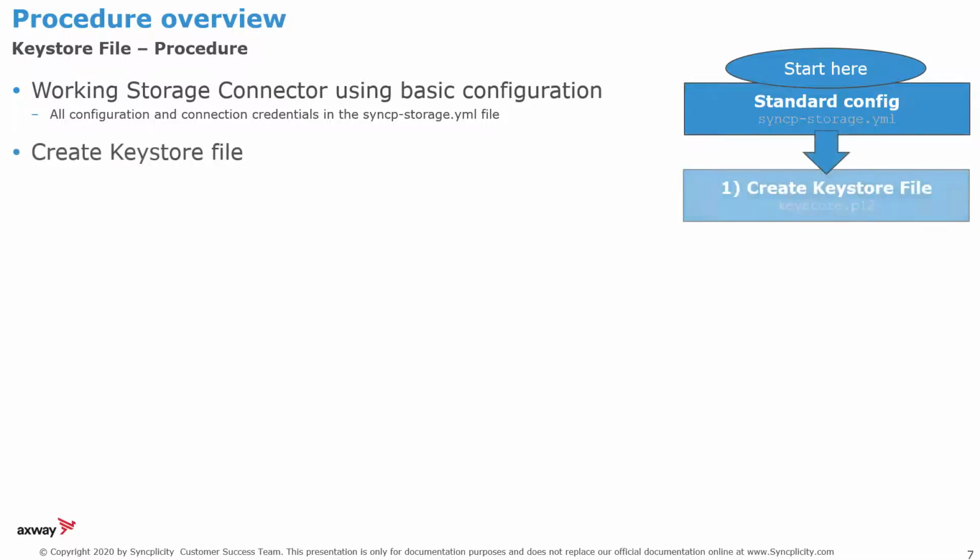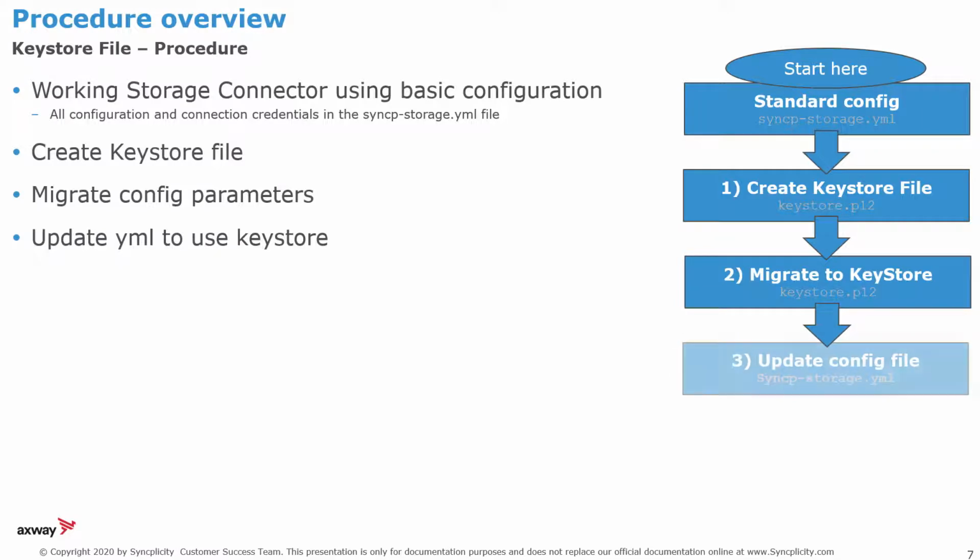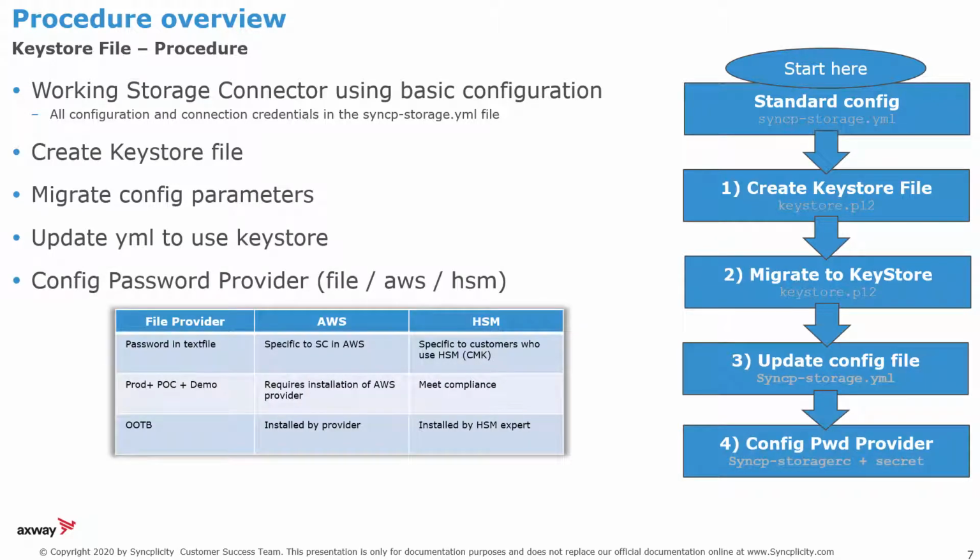In step 1, we will show you how to create a Keystore file. In step 2, we'll show you the instructions how to move parameters into the Keystore file, list the parameters, or delete them if you want to update them. In step 3, we're going to update the configuration file, the YAML file, to now use the Keystore file for all the sensitive data. In step 4, we'll update the syncpstorage RC with the password provider info.